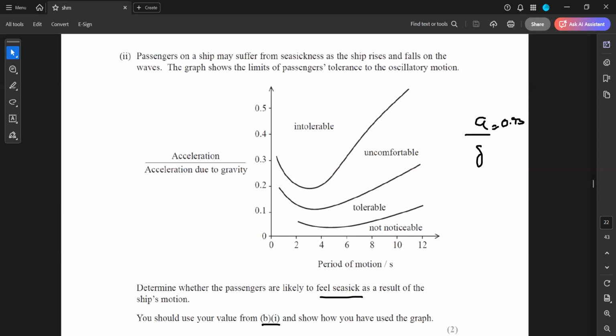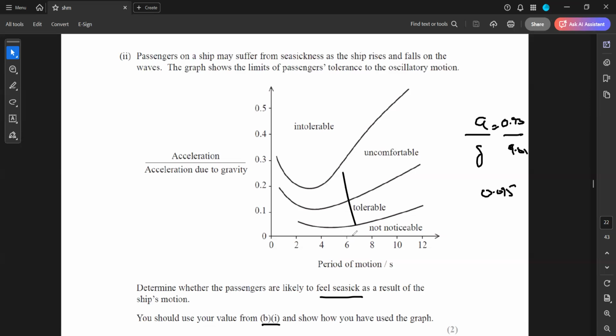And what about this value? This is 9.81. 0.93 divided by 9.81. What's the answer? 0.095. So we have 0.095. Where I get 0.095 means I will be in the region of not noticeable.